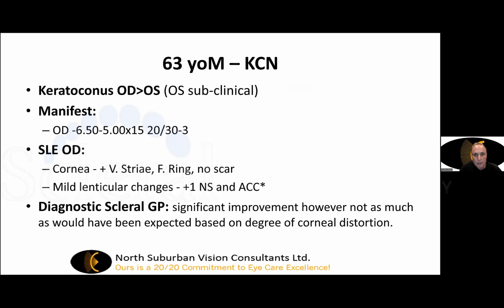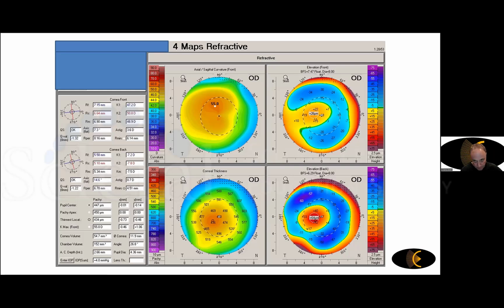Let's use an example. Here's a patient of ours, a 63-year-old keratoconic male, keratoconus that was greater in the right eye, clinically relevant, and subclinical in the left eye. Let's just talk about the right eye in this example. There you can see the manifest refraction with high cylinder, 20/30-3 acuity. The cornea showed vertical striae, Fleischer's ring, but no scarring. But he did have +1 NS and some anterior cortical changes at his age. We did a diagnostic scleral fit, and we had significant improvement, but we had hoped for even greater improvement based on the degree of corneal distortion.